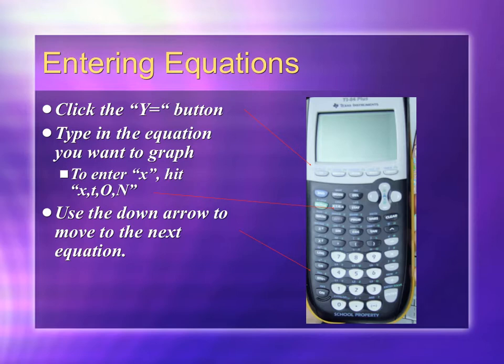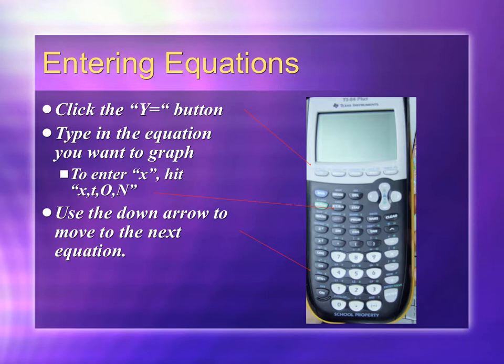So you would type 3 first, and then to enter x, you're going to use the button that's a mid-ish way on your calculator. It says X, T, theta, n. You click that once to get an x, and then plus, and then 12, if you're entering 3x plus 12. If you want to enter another equation to graph at the same time, you can use the down arrow to move to where the next equation is.